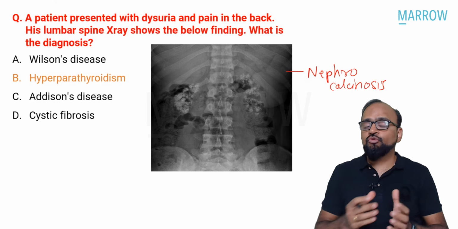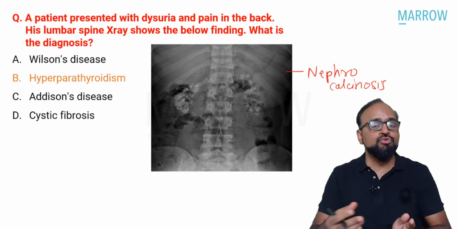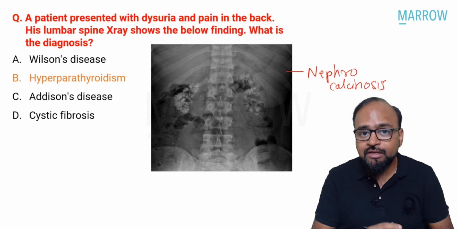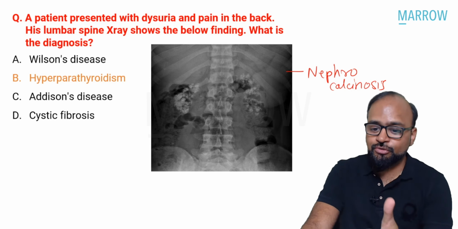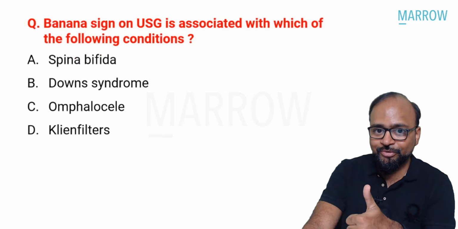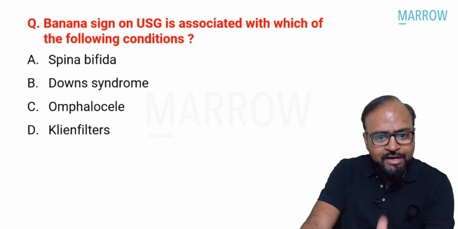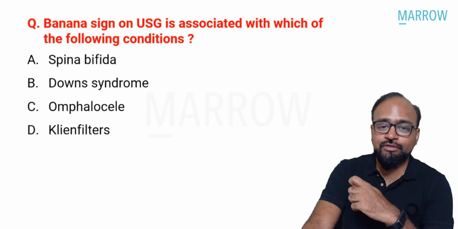This excess calcium over the long term is going to give rise to renal calculi as well as renal parenchymal calcification. So nephrocalcinosis as well as nephrolithiasis both, right? So the answer to this question therefore was hyperparathyroidism. Yes. Banana sign on USG is associated with which of the following conditions?